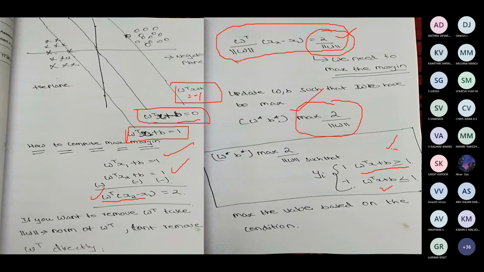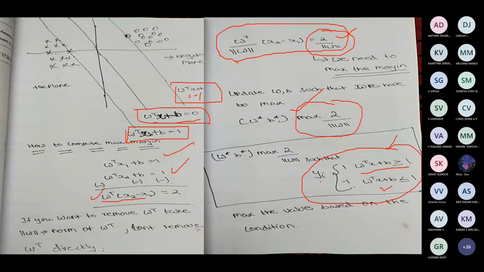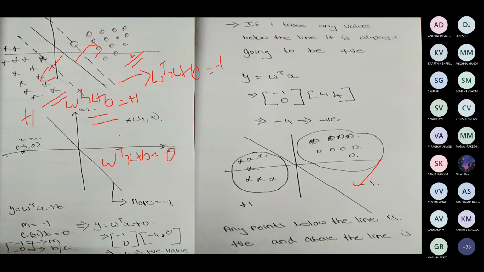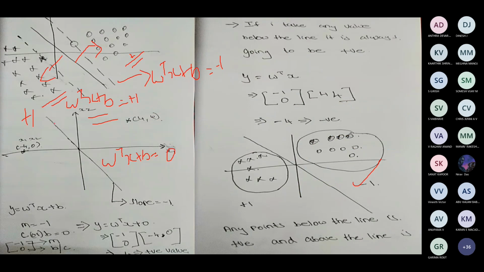Now, this entire equation, can I write it like this? How I can write it like this is, now students, see here, if I take this yi, say for example, if yi is 1, where is that?